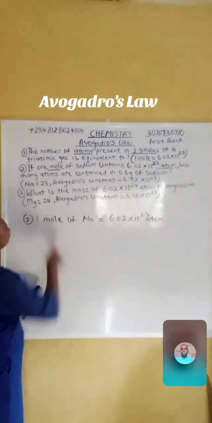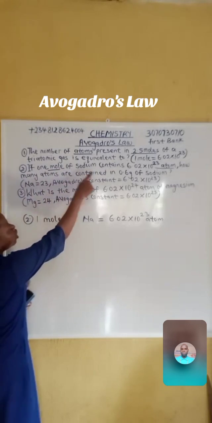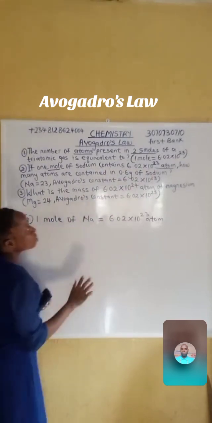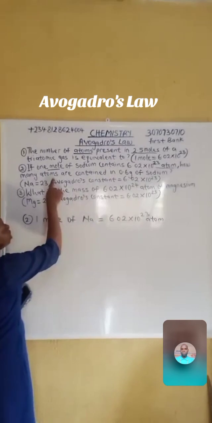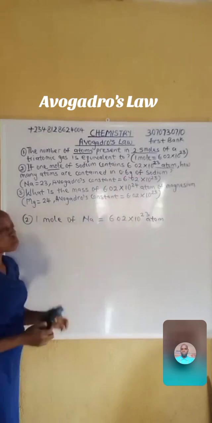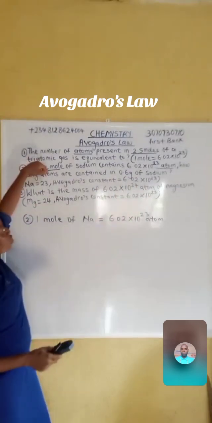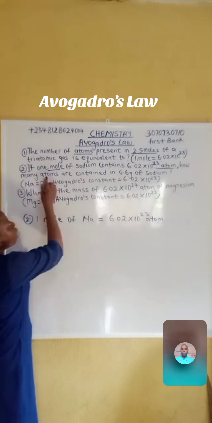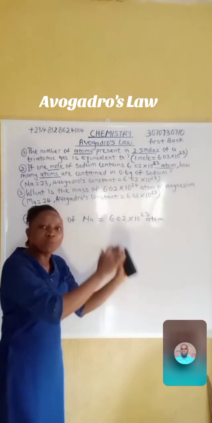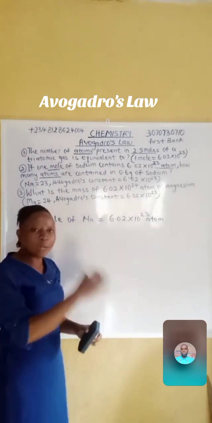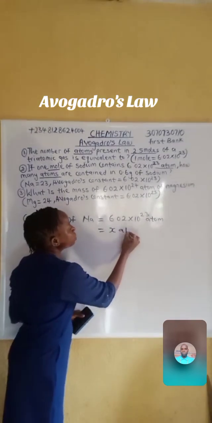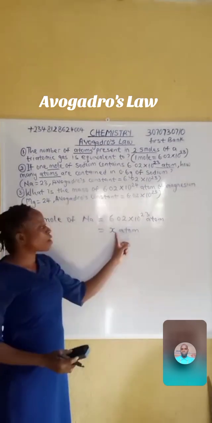Now let's go back to the question. If 1 mole of sodium contains 6.02 times 10 raised to power 23, which we have written, how many atoms are contained in 0.6 gram of sodium? It shows that we are looking for the number of atoms. Now locate the atom side. You are looking for the number of atom, so this side is for atom. So you say X atom.